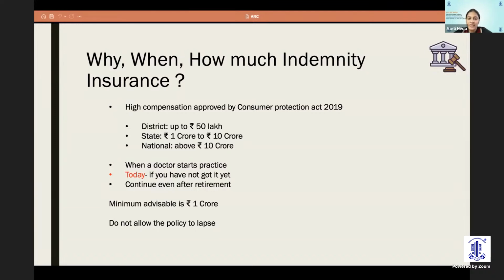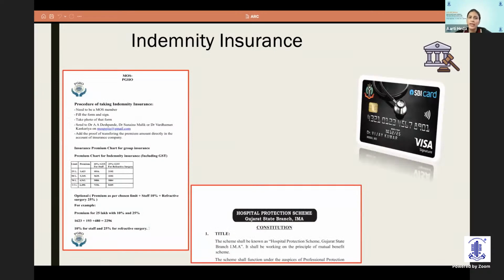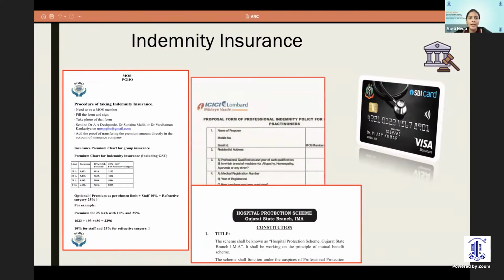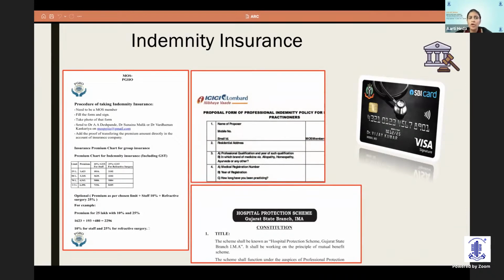The minimum advisable amount is 1 crore. And make sure that you do not allow your policy to lapse. There are various indemnity insurance policies available, and one of them is by the Maharashtra Ophthalmological Society, wherein they cover up to 1 crore and the premium paid is really, really small. Each and every state society nowadays has some policy packages for their members. So do inquire in the state you are practicing.